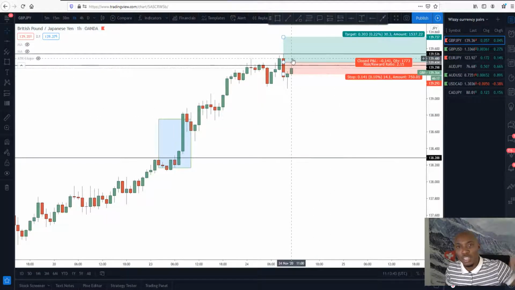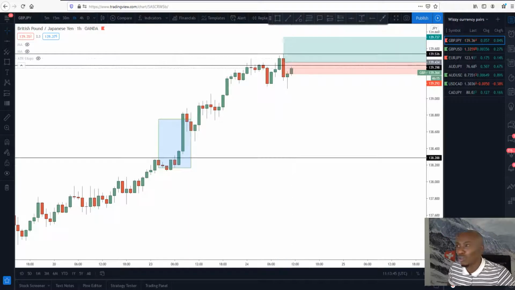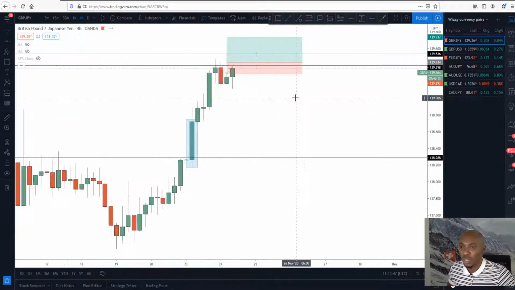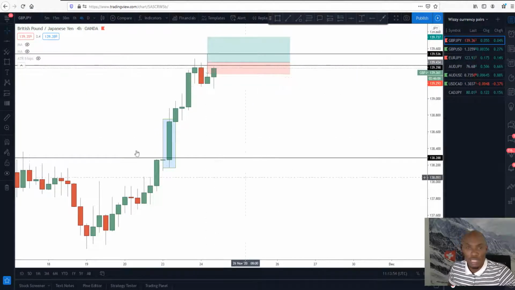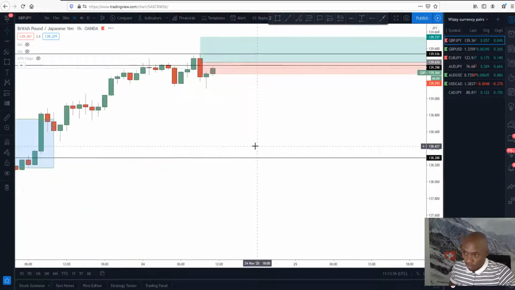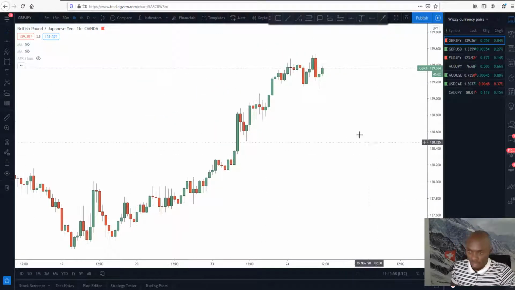When you don't take into consideration that the 4 hours candle will be closing in less than 1 hour, what happens? You can see this rejection left a wick to the upside, and the rejection was very strong. So that is the reason why I took a loss on that trade.